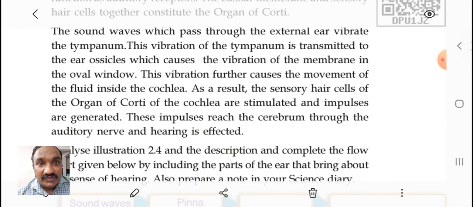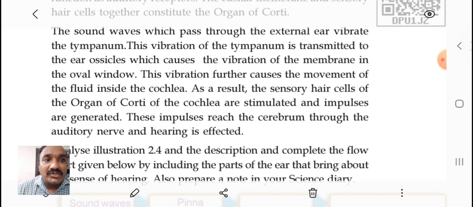Sound waves first pass through the external ear. External ear means ear pinna, auditory canal, then vibrate the tympanum. Three parts are okay: pinna, auditory canal, tympanum. This vibration of the tympanum is transmitted to the ear ossicles. So: sound waves, pinna, auditory canal, tympanum, ear ossicles.